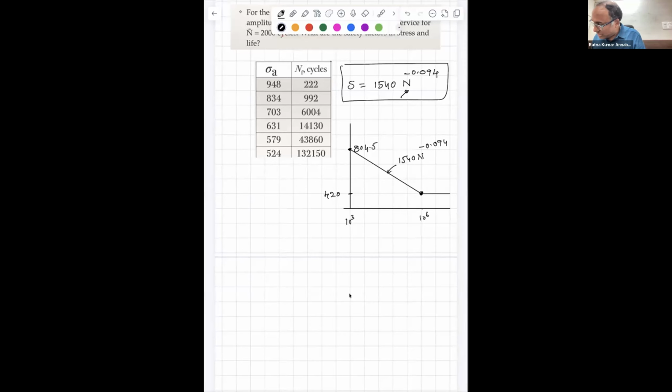Now he has asked us to find out what is at 500. Sorry, he did not ask that. He said, let us say this is 2 into 10 cube, that is 2000 cycles. This is 500. So this is the design point.